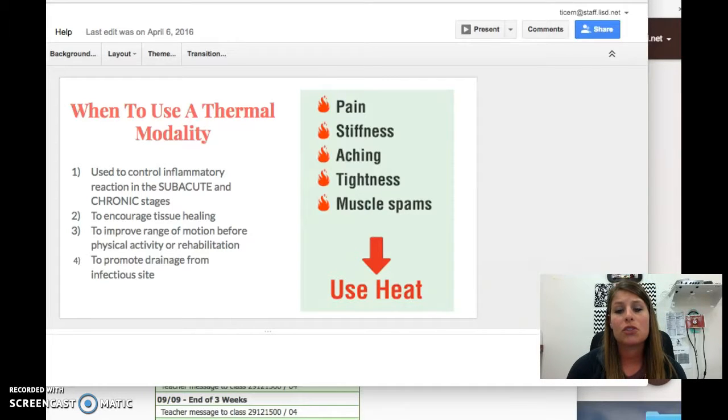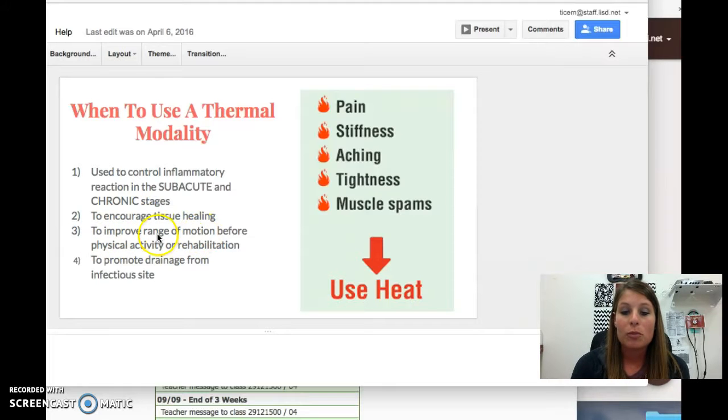We also want to use heat if we are trying to encourage tissue healing. We just talked about in our last video that heat increases cellular activity and cellular metabolism. And so if we apply heat, it's going to start that healing process and get the ball rolling faster.